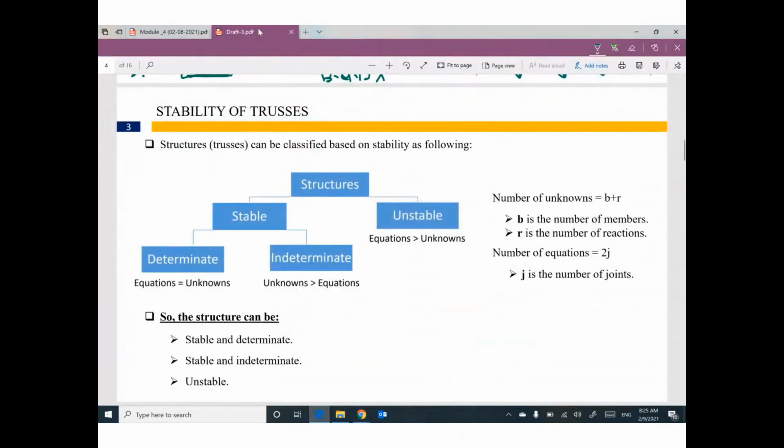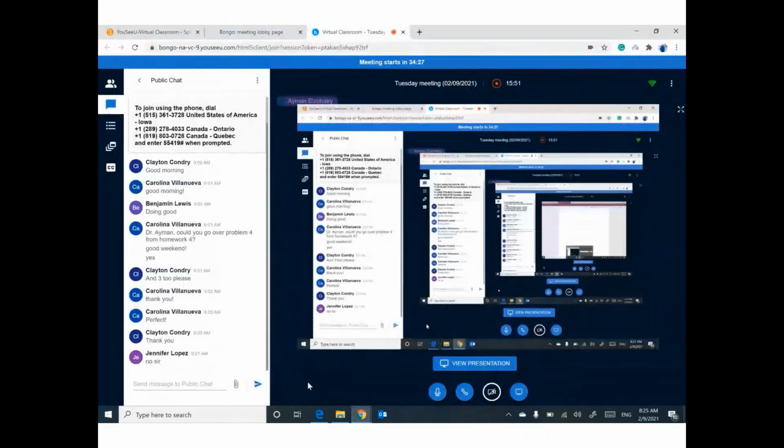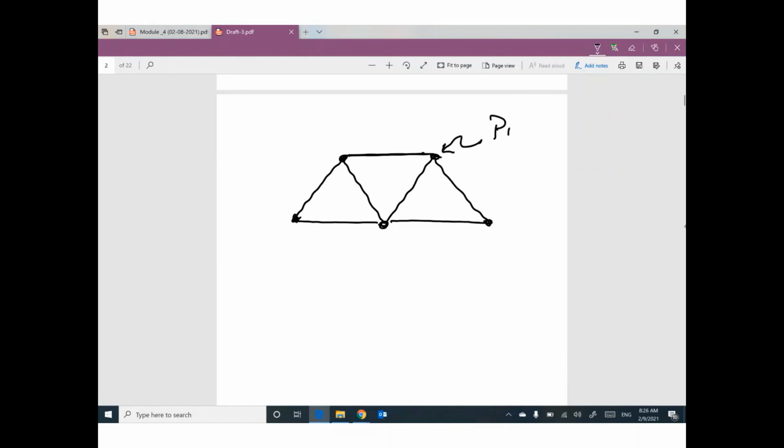This one is very important. I would like to repeat it because it's very important to understand the meaning of trusses. If you have any question, let me know. Trusses are structures that consist of many members. These members are connected together at these joints. These joints are pins, smooth pins.